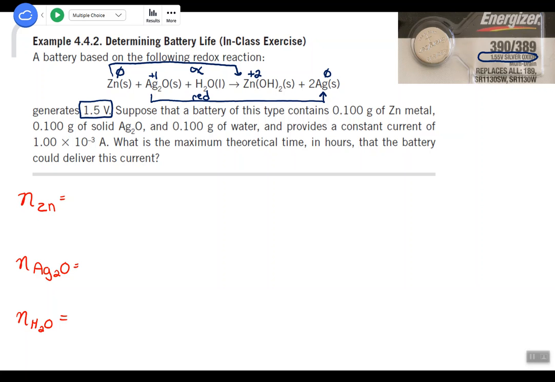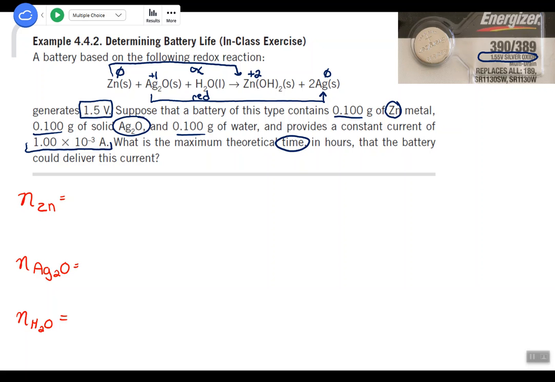This battery, based on its design and the materials chosen and the temperature, generates 1.5 volts of potential difference. Let's suppose that this battery started with 0.1 grams of zinc, 0.1 grams of silver oxide, and 0.1 grams of water, and it was used and produced 1 × 10⁻³ amps of current. How long can this battery last based on this rate of current? That means how long until the battery dies?